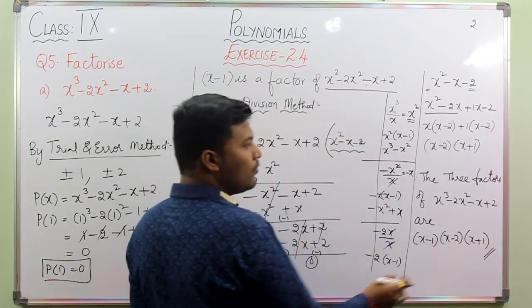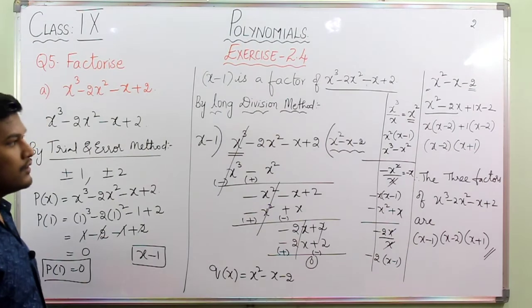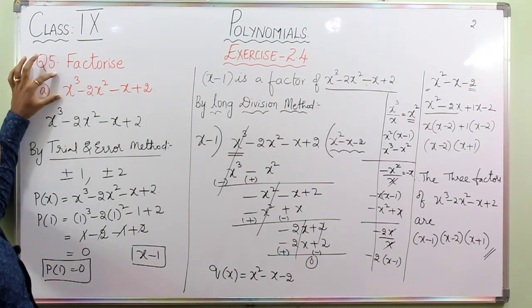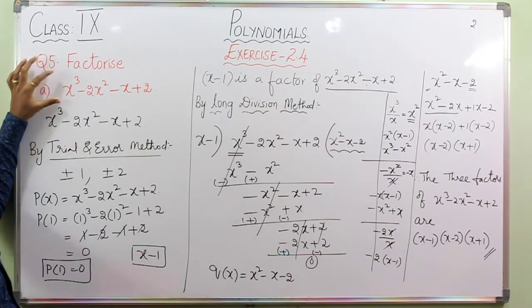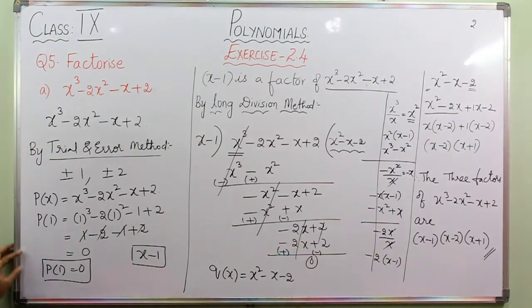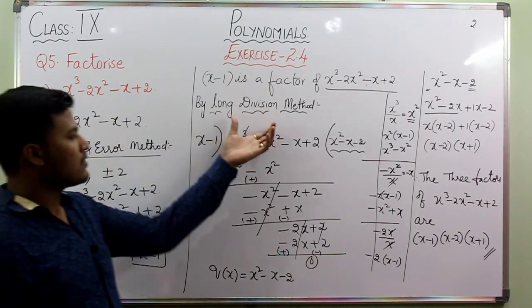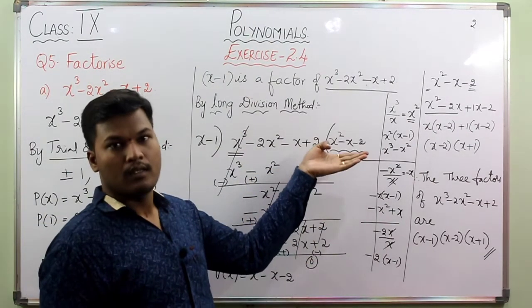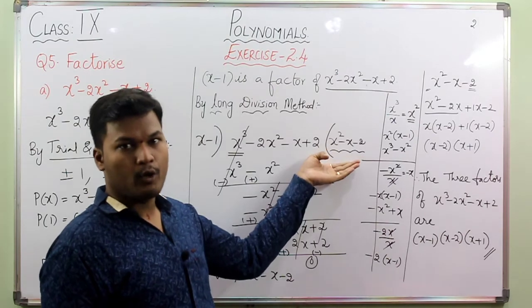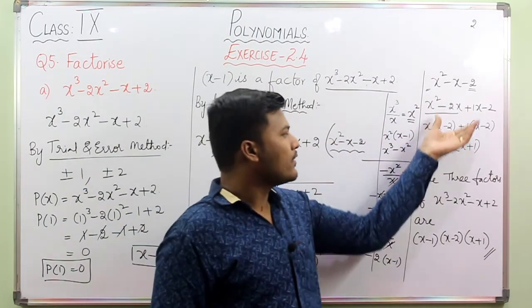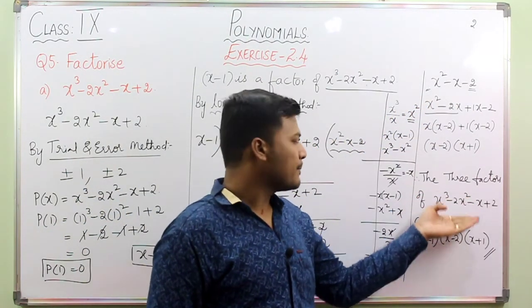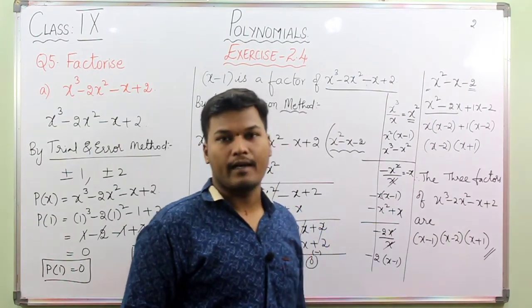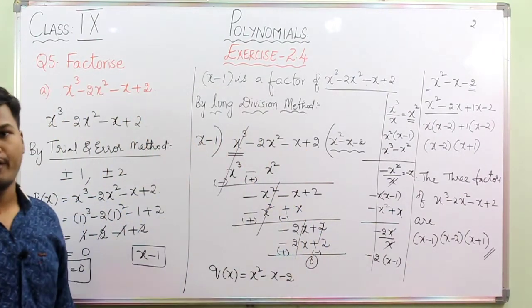So this is how we find factors of a cubic polynomial when the power is 3. First, we follow the trial and error method. We will get one factor. With this factor, we proceed with the long division method and we get the quotient. This quotient will be a quadratic polynomial, which can be split using the middle term splitting. This is how we get the factors of the cubic polynomial.